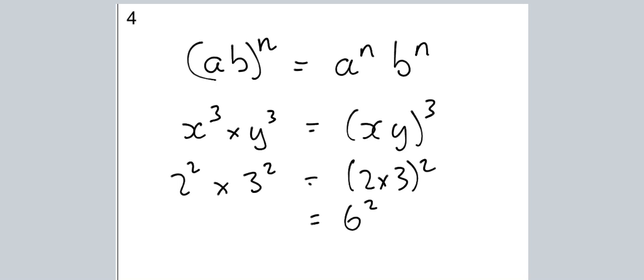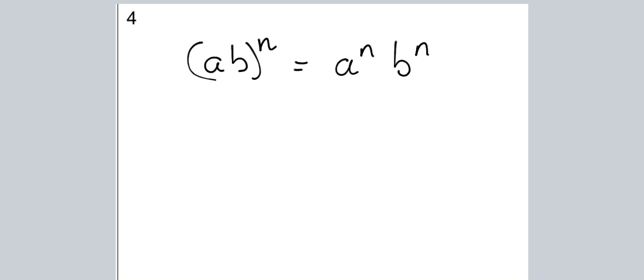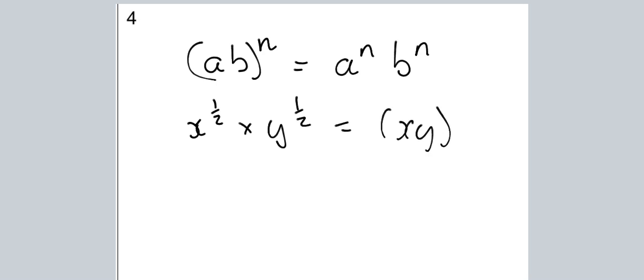Good so far? Well, my point is, the reason why I'm going through this first is that I could use the same logic with a fraction index. So if I went x to the power of a half multiplied by y to the power of a half, that's just xy to the power of a half. Happy with that?